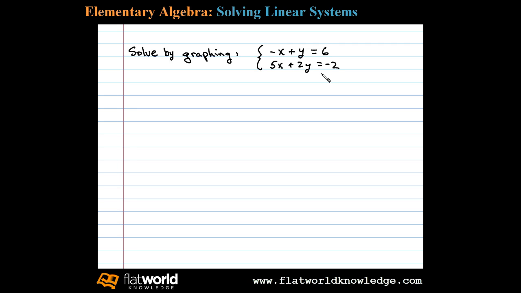Here we're asked to solve a linear system by graphing. Let's begin by finding the equivalent system where the equations are in slope-intercept form. To do this, from the first equation, we can simply add x to both sides. When we do that, we'll be left with y equals x plus 6. And we can write that in.